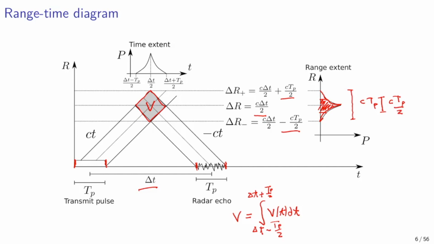The time extent of the received signal in range time space is similar. I have sketched the distribution of scattered power as a function of time above. The received power is centered at delta t over 2, and the full extent is the transmit pulse length, t sub p.